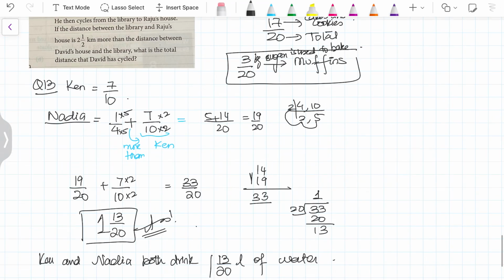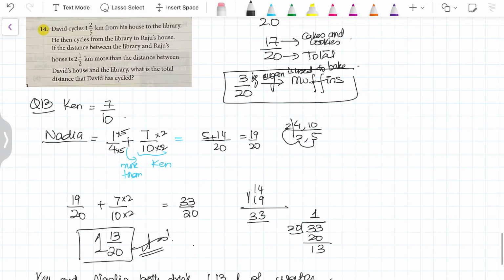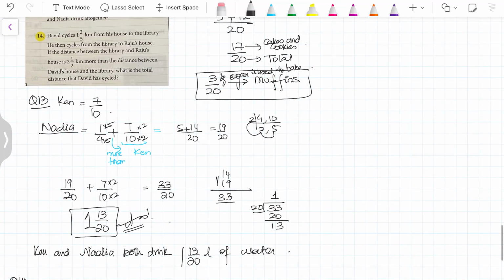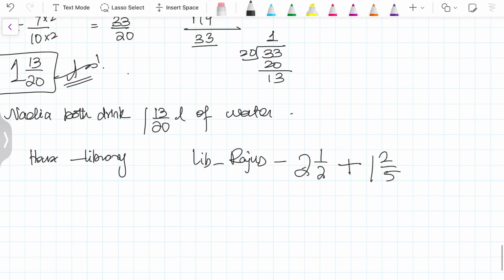Now let's move on to question number 14. Question 14 says, David cycles 1 whole 2 upon 5 kilometer from his house to the library. He then cycles from the library to Raju's house. The distance between the library and Raju's house is 2 whole 1 upon 2 more than the distance between his house and the library. So we have to add them. What is the total distance that David has cycled?